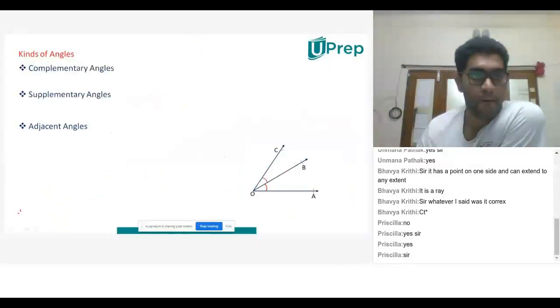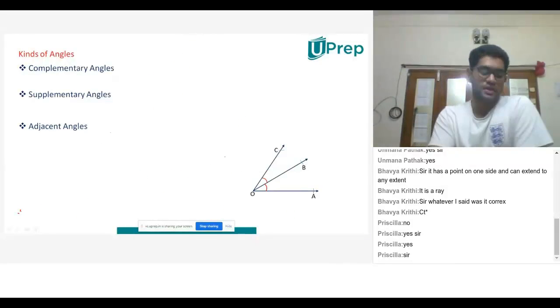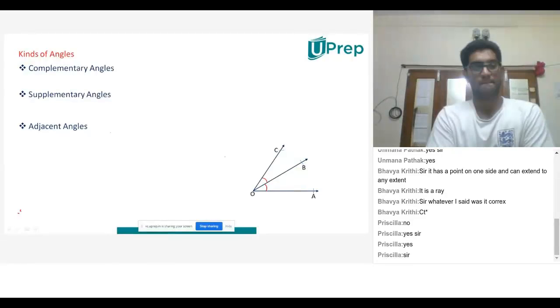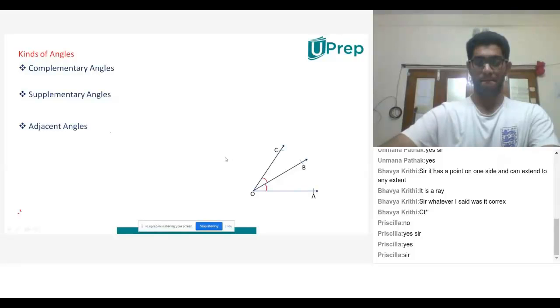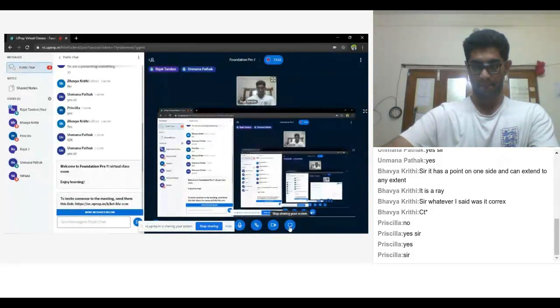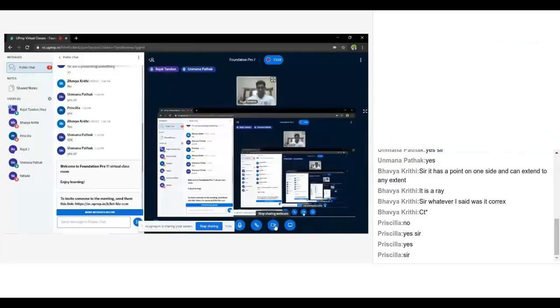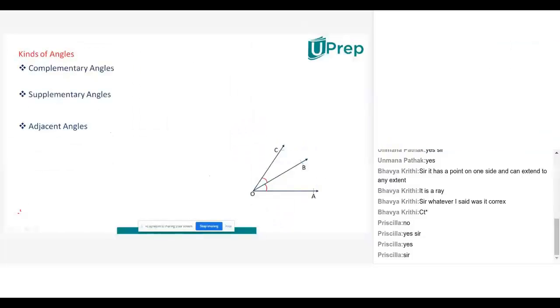Who can tell me what these three are? If the sum of two angles measures 90 degrees, they are called complementary angles. If the sum of two angles measures 180 degrees, they are called supplementary angles. And adjacent angles are angles that are next to each other, they have a common ray, and the other rays are on opposite sides.